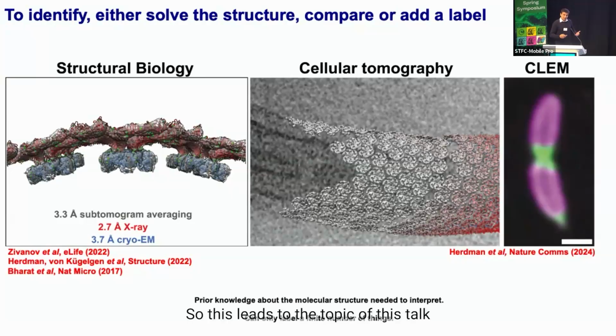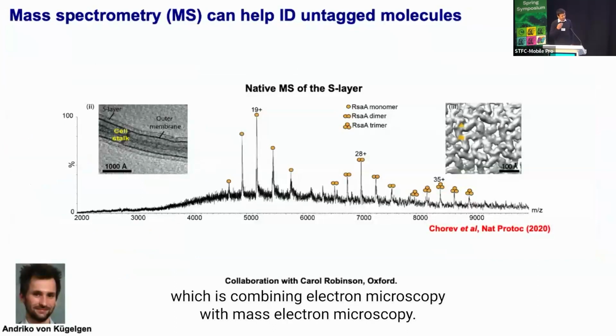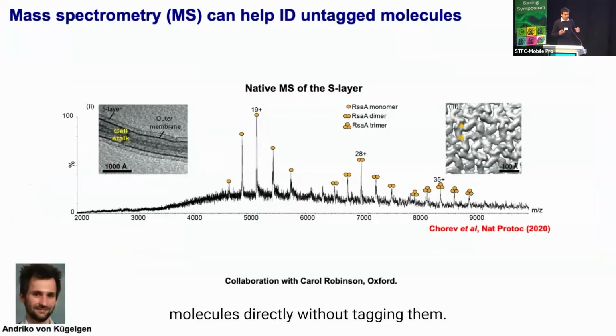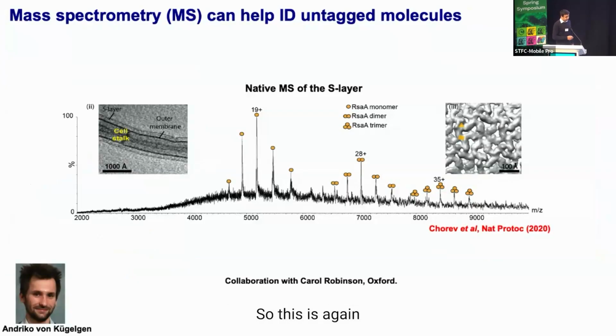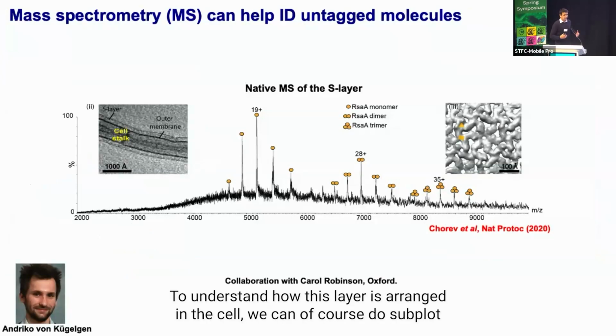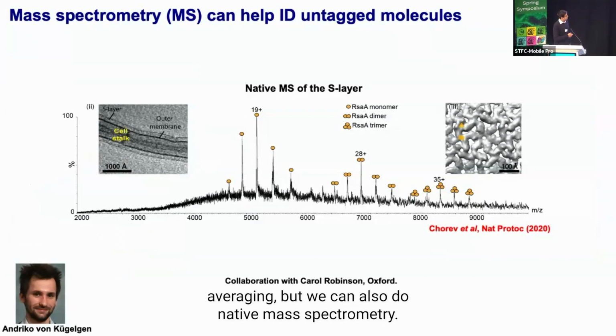So this leads to the topic of this talk, which is combining electron microscopy with mass spectrometry. Mass spectrometry is a very powerful technique because it allows us to identify molecules directly without tagging them. We started working on combining these two techniques many years ago when I was still in Oxford. This is again the same S layer that I showed you in the previous slide. To understand how this S layer is arranged in the cell, we can of course do subtomogram averaging, but we can also do native mass spectrometry.